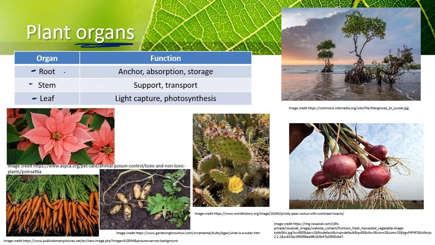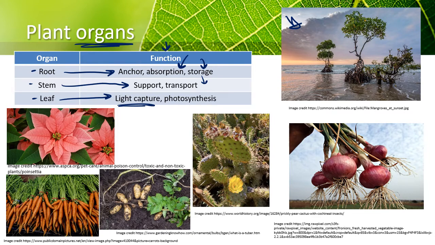The job of roots is to anchor the plants into the ground or wherever it is, also to absorb water and minerals, and then sometimes those roots work as storage organs also. Stems are mostly going to be about support and transport, but sometimes we also store stuff in stems. And then the leaves' job mostly is going to be to capture light and carry out photosynthesis. But there are lots of amazing exceptions to these functions.